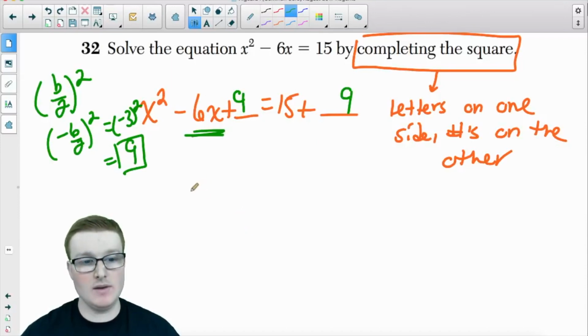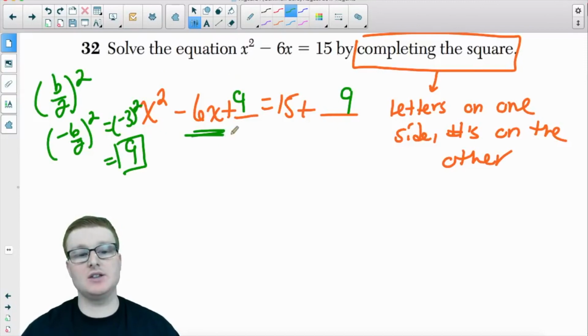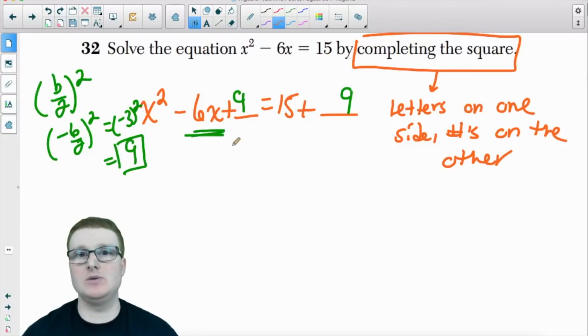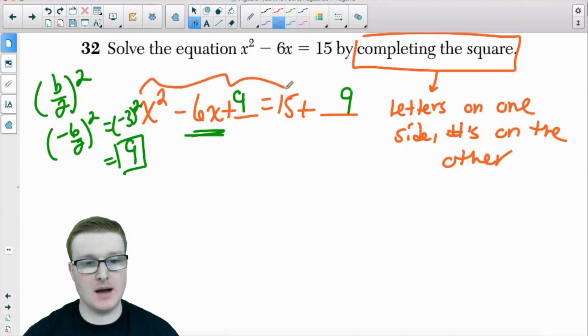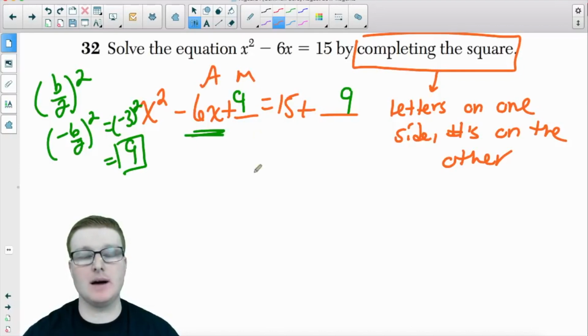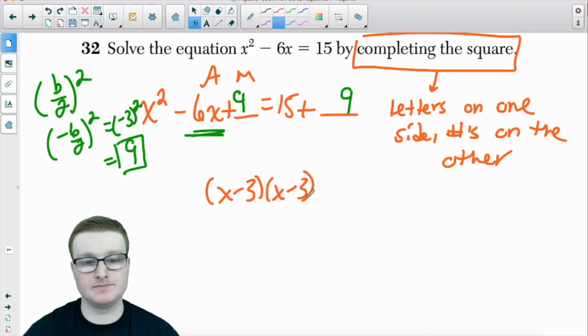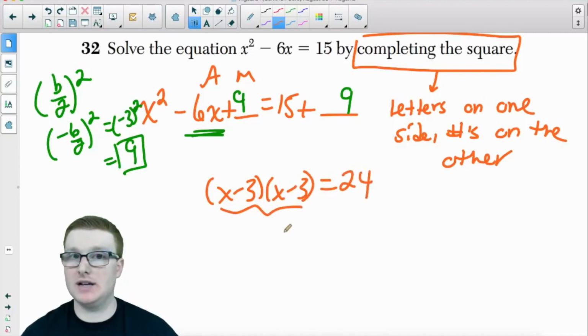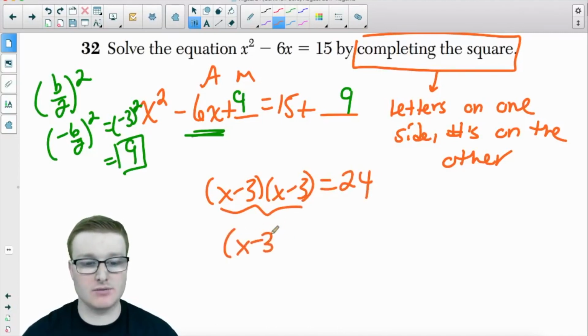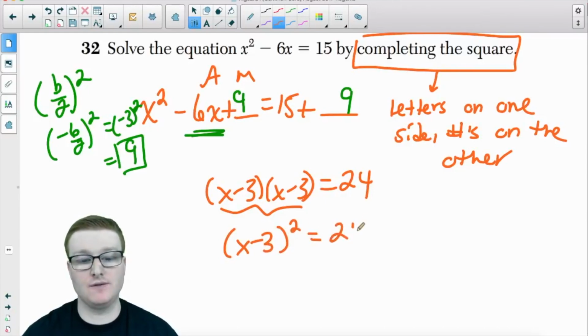Okay, so now we have this. So this is kind of the part where people are like, okay, what do we do now? You need to factor this by the AM method. Okay, so what adds to -6 and multiplies to give you +9? Well, that answer is just x minus 3, and that equals 24. We're going to combine the x minus 3 and x minus 3. We get x minus 3 squared is equal to 24.